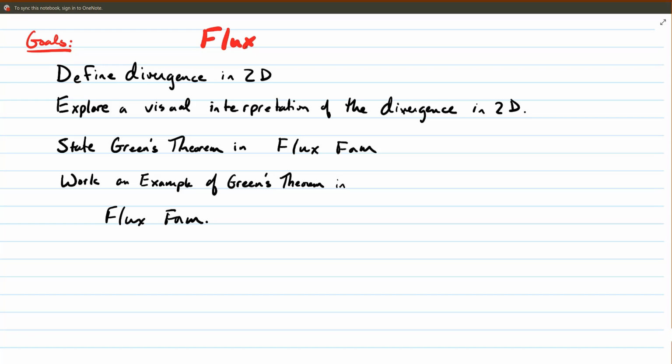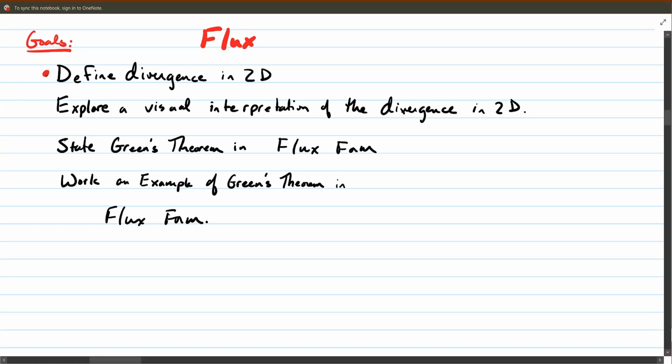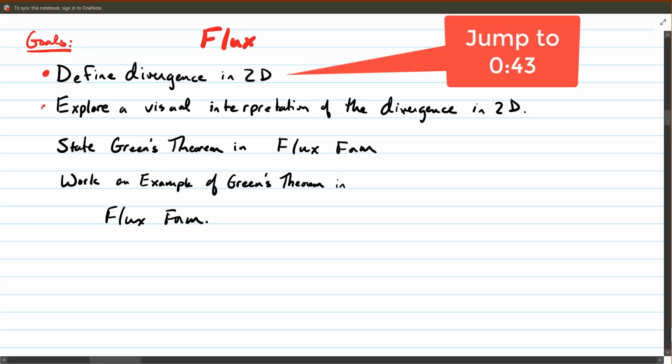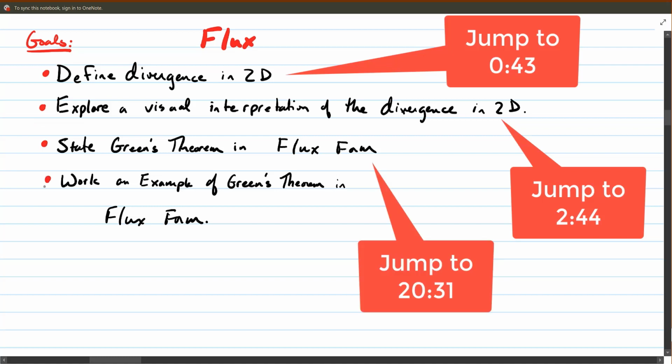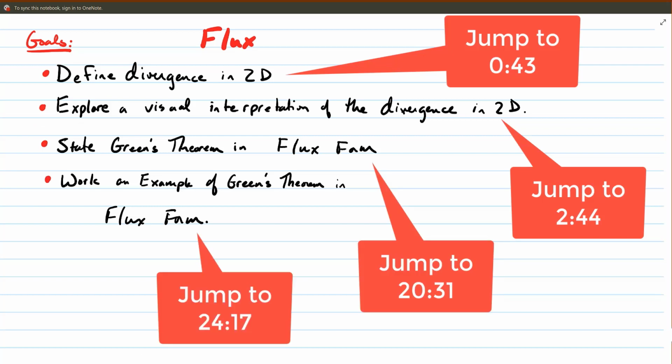So here are our goals. The first one is to define the divergence in 2D, then to give a visualization or visual interpretation of that divergence in 2D. We'll state Green's theorem in flux form, and then we'll work an example of Green's theorem in flux form. As before, you can go ahead and watch this in its entirety, or if you wish, I've included the timestamps so you can jump forward to the particular point in time that you want to watch the video for.